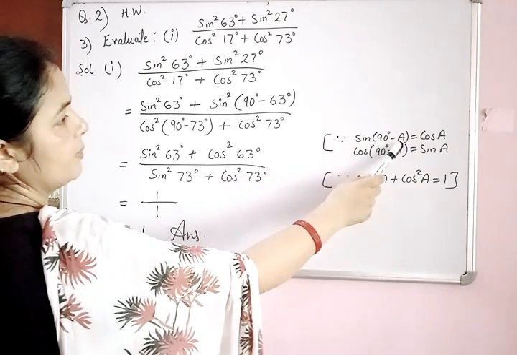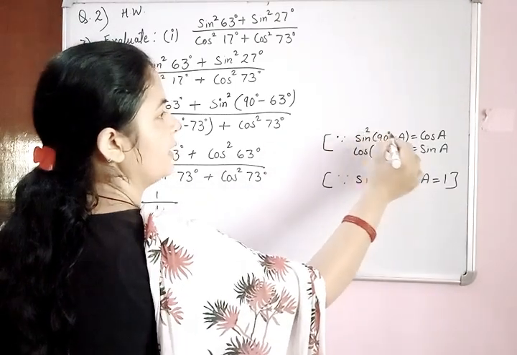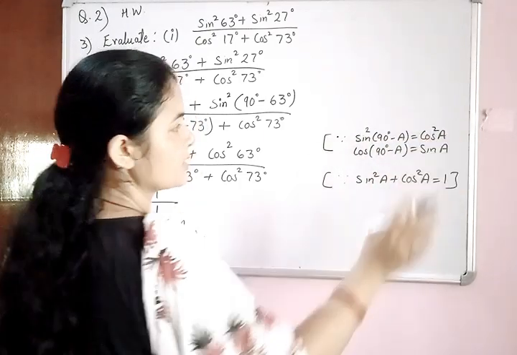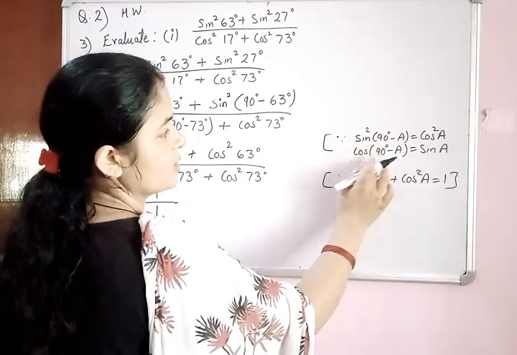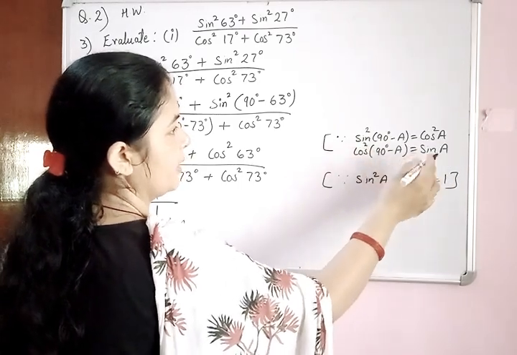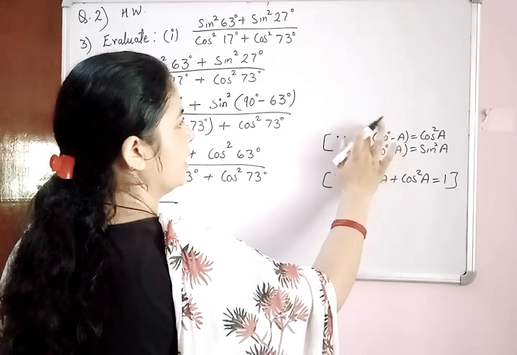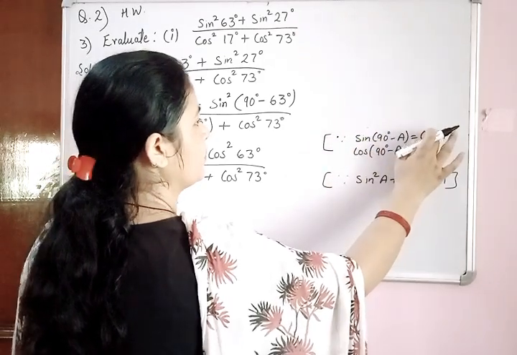Since sine 90 degree minus a is equal to cos a, we can say sine square 90 degree minus a is equal to cos square a, and since cos 90 degree minus a is equal to sine a, cos square 90 degree minus a is equal to sine square a. Clear? So you can use this identity here also.